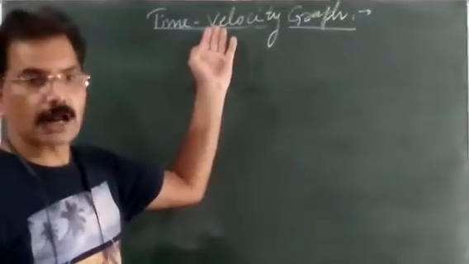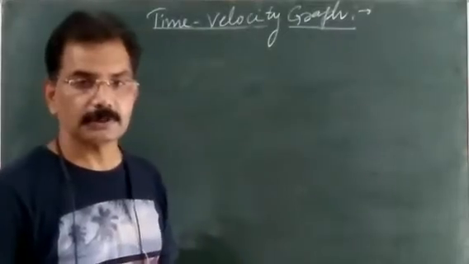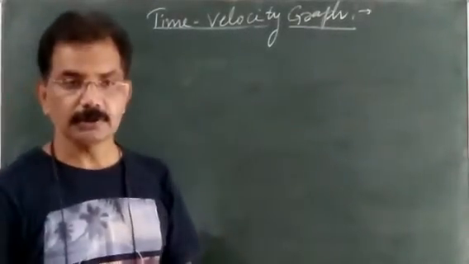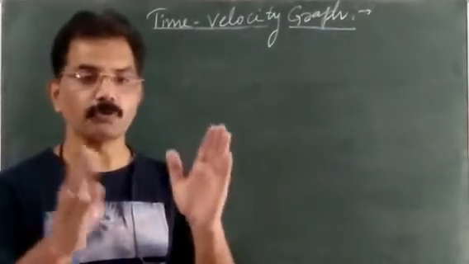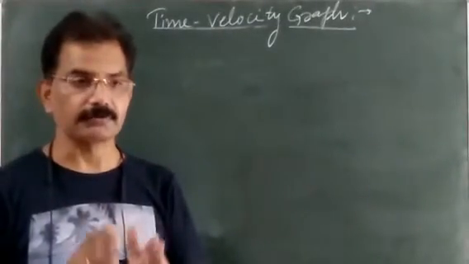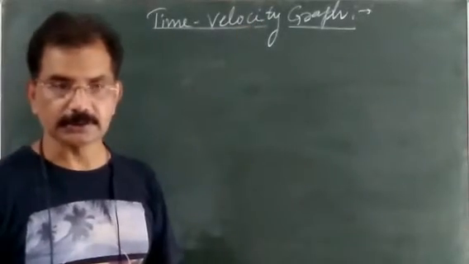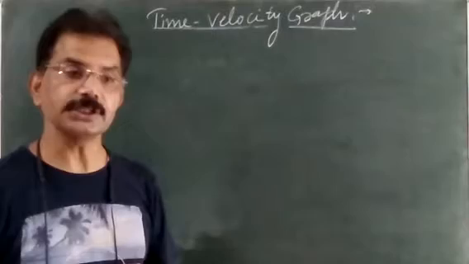In this video, I am going to discuss the next topic, the time velocity graph. A time velocity graph means that if we measure the velocity of a moving object at different times and finally draw a graph between time and velocity, then that graph is called a time velocity graph.